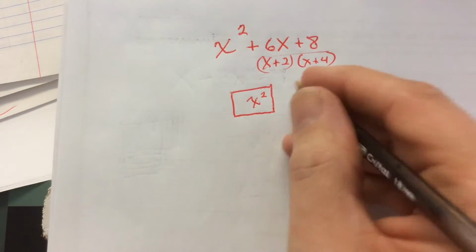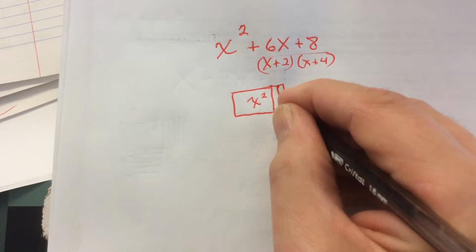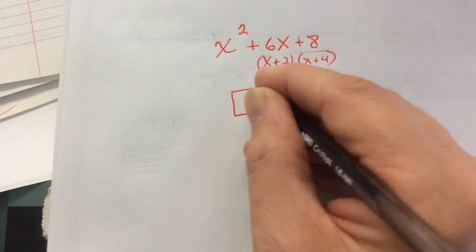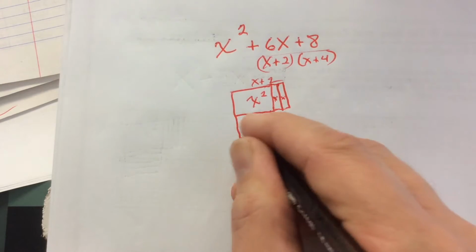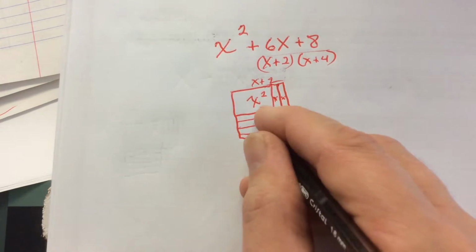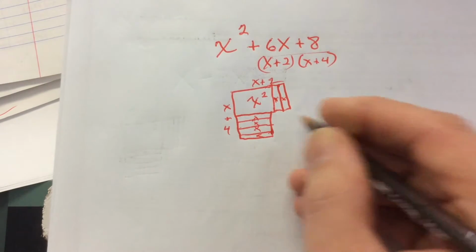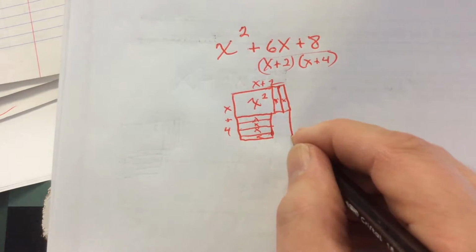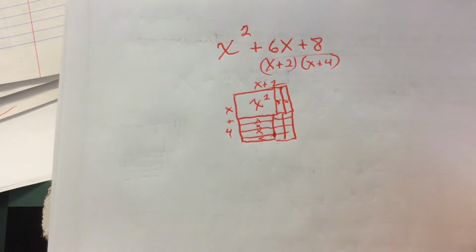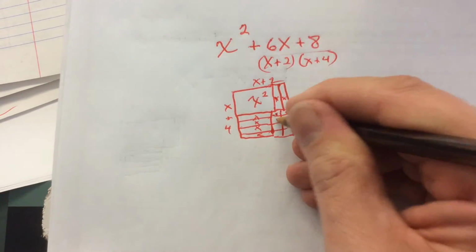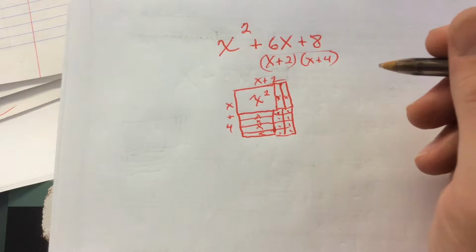And what that looks like is x plus 2 over here, and then x plus 4 over here, and then what fits in here is 8 ones. 1, 2, 3, 4, right? 1, 2, 3, 4, 5, 6, 7, 8. Now that's not a square, that's a rectangle.